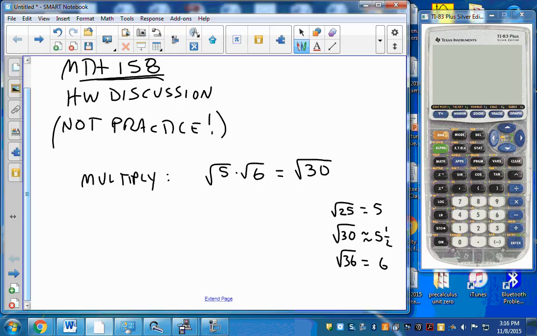Let's do the same thing with these. The square root of 5 falls between the square root of 4 and the square root of 9. The square root of 4 is 2. The square root of 9 is 3. So this is about 2.5. It's probably closer to 2.25, but let's say 2.5 just to put it there. Okay, 2.5. The square root of 6 is also between the square root of 4 and the square root of 9, so it's also going to be about 2.5.